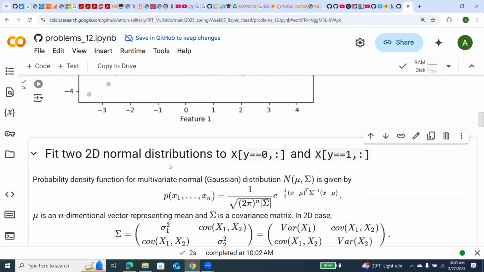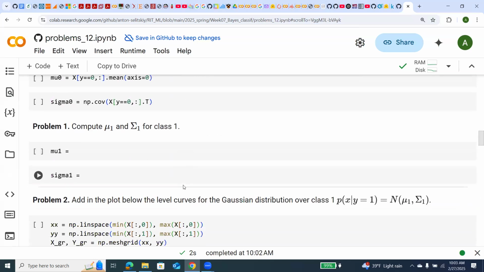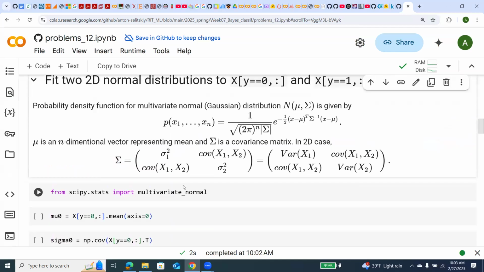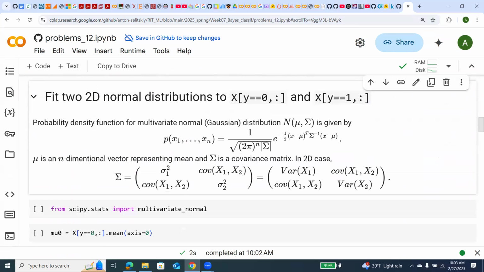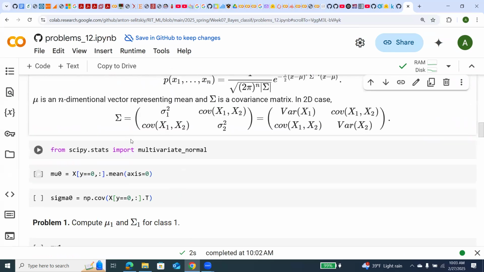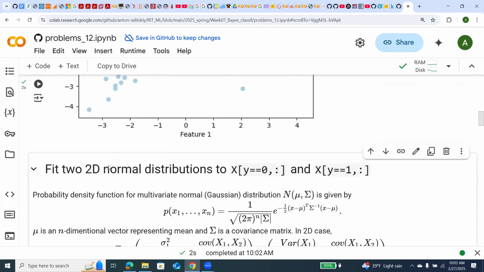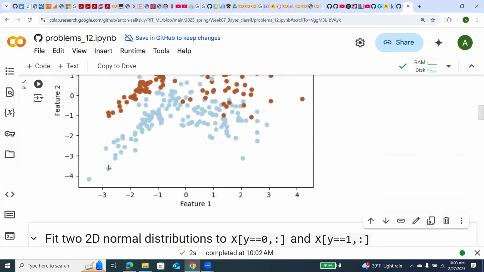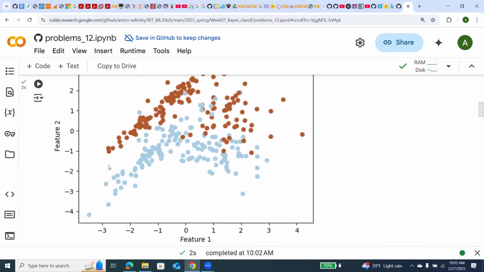P of y I calculate later. First, I calculate P of x given y. And we should assume some distribution of our points. So let's assume the normal distribution. For normal distribution, we need just two parameters, as you remember, mean and covariance matrix.